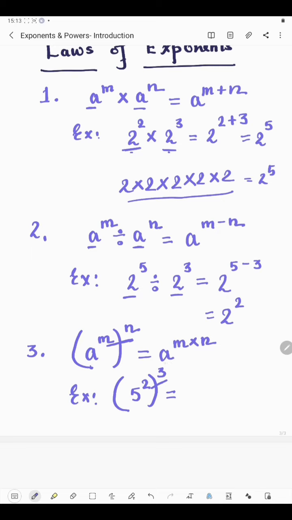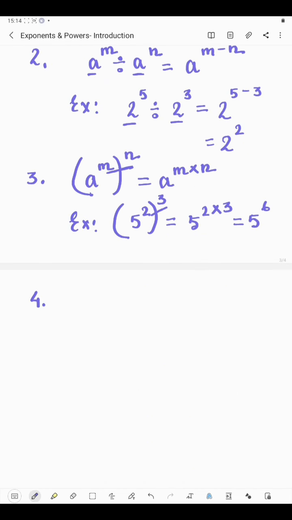So according to the law, we'll write the base, which is 5 here, and then the powers are to be multiplied. So it will be 2 multiplied by 3, so it will become 5 to the power 6. Okay, so this was the third law. Now coming to the next. Now the fourth law is a to the power m divided by b to the power m.